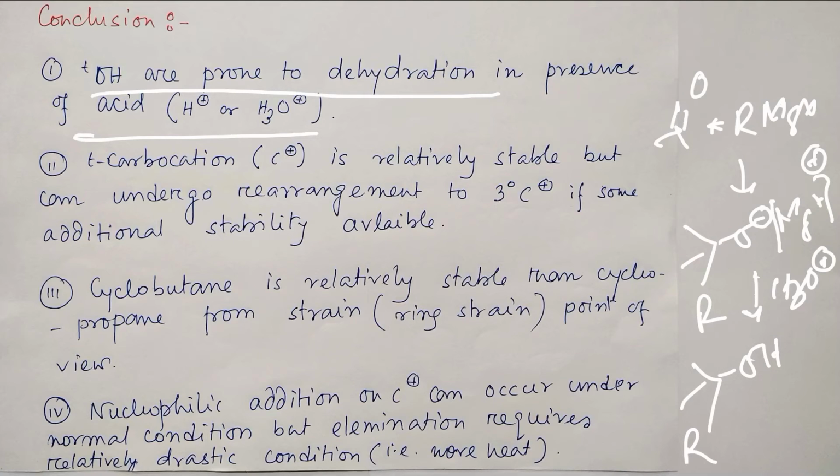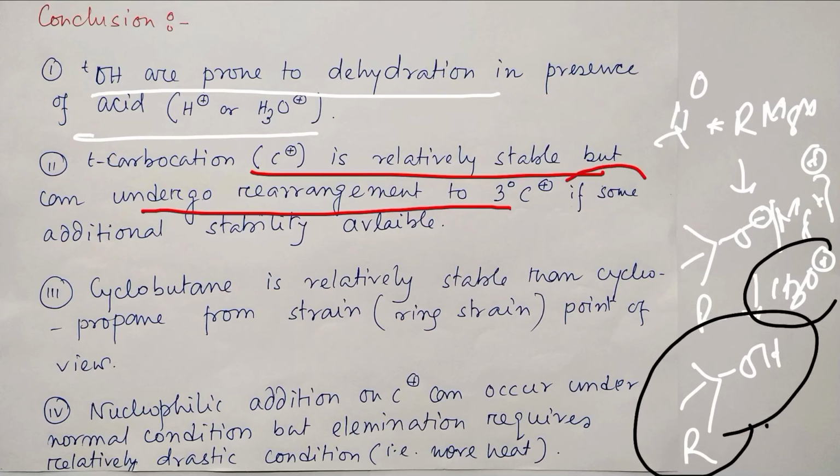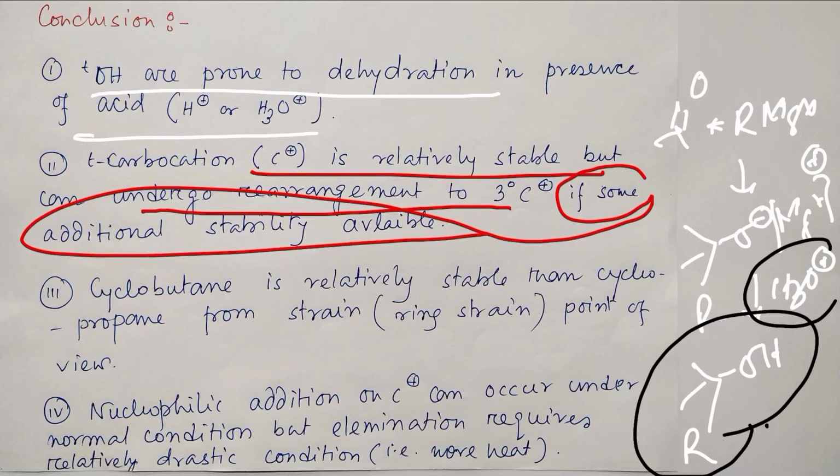Just remember that this step needs to be done very carefully, and the acid needs to be very dilute. Otherwise, the produced tertiary alcohol undergoes dehydration to produce a carbocation, and the carbocation can undergo different reactions. So these tertiary alcohols are very delicate to handle in the presence of acid. Okay, fine. Now tertiary carbocations are relatively stable, but they can undergo rearrangement to another tertiary carbocation very easily if some additional stability factor is available.